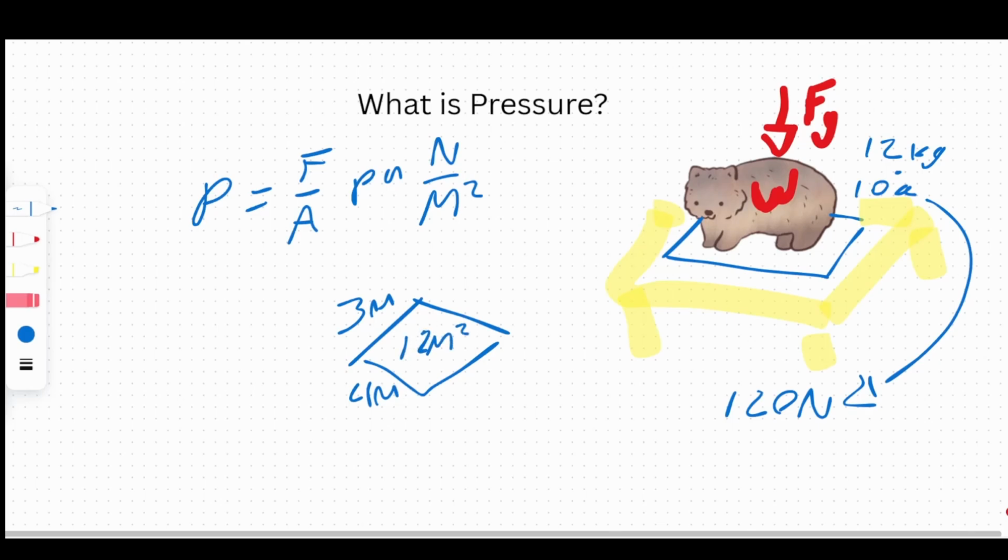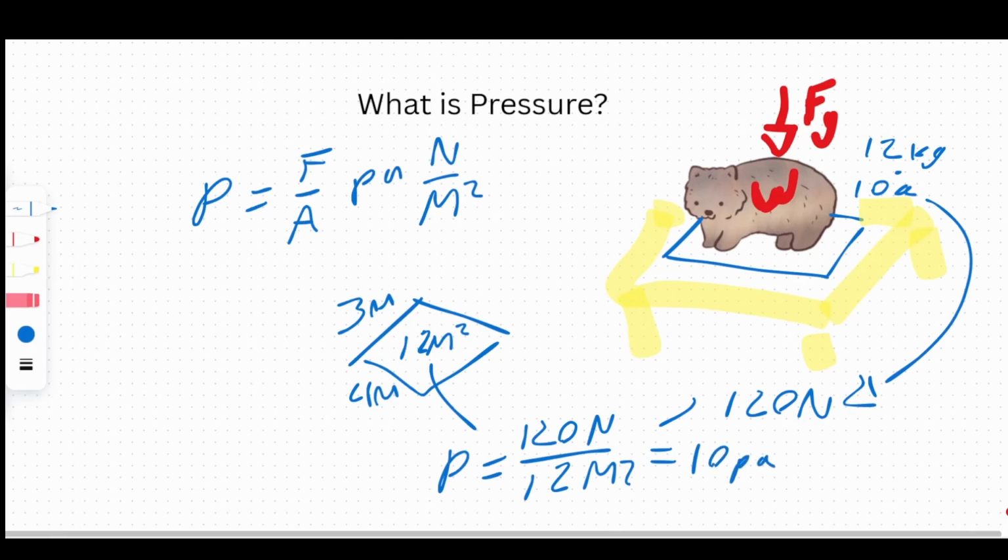How convenient. So let's plug these two numbers into our formula. Pressure equals force, which is 120 newtons, over 12 meters squared, that's going to give us a pressure of 10 pascals. Simple as that, right? We got pressure. Moving on.